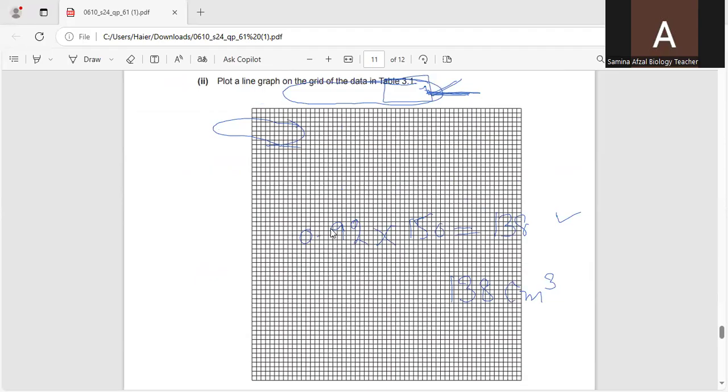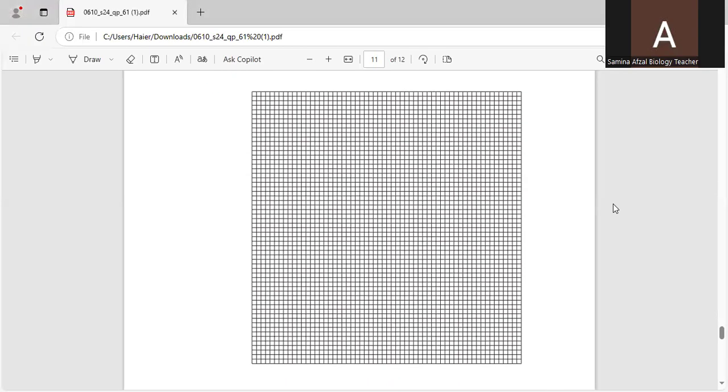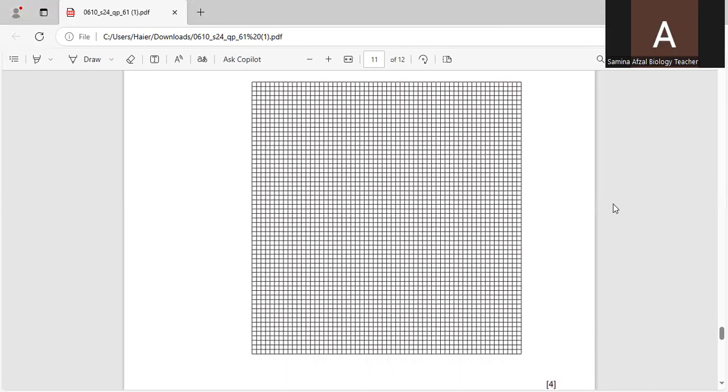Now, the next question is to plot a line graph. We have to draw the line graph on the grid using the values in table 3.1. So students, here we are going to draw the graph. I will try my best to draw on screen. First of all, we have to take the values for this purpose. On one side, we have to take the percentage concentration of pectinase solution. So we will take this value on the x-axis.